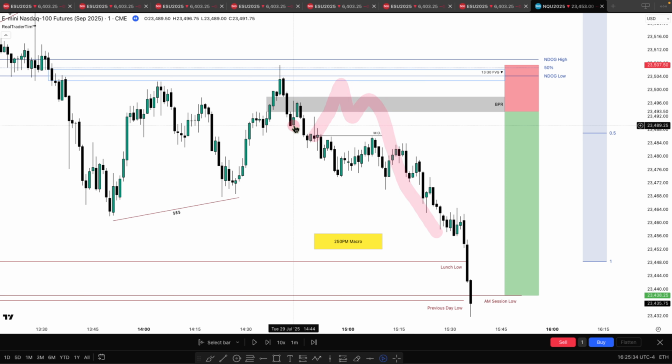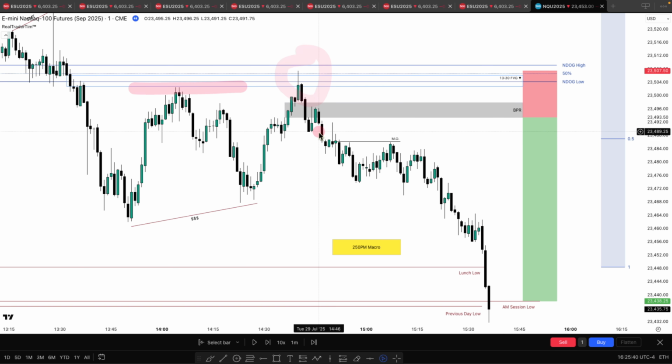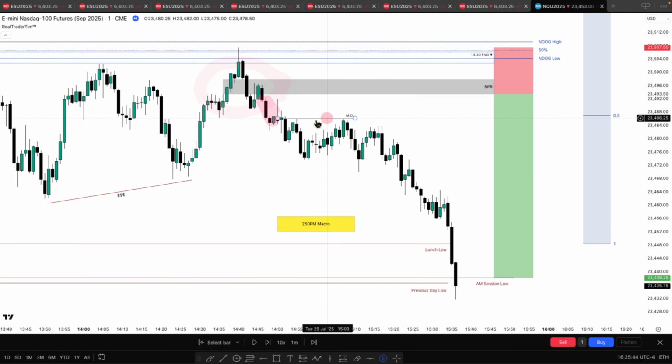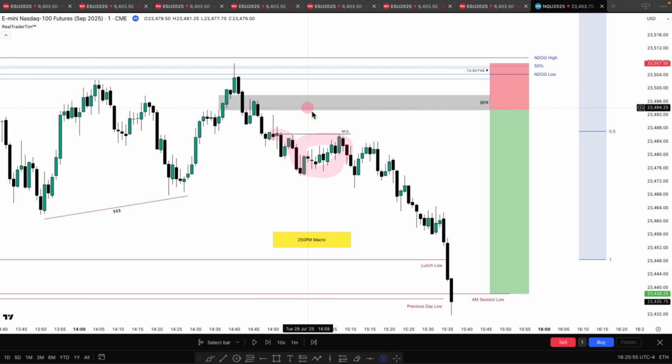But if we look at this fractal of price, we've already delivered and swept this high. This is a balanced price range. This SIBI is filled out, okay? Actually, it's filled out right at the start of the 250 macro, but there's really nothing else for us to do while we're in this macro window.